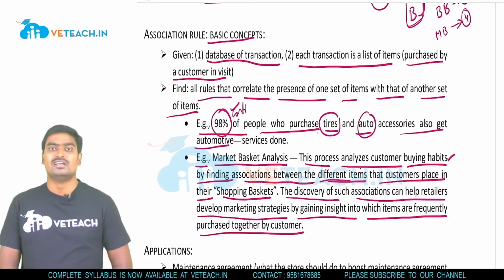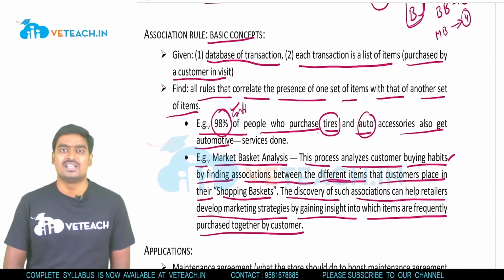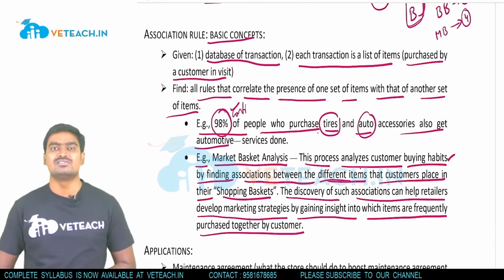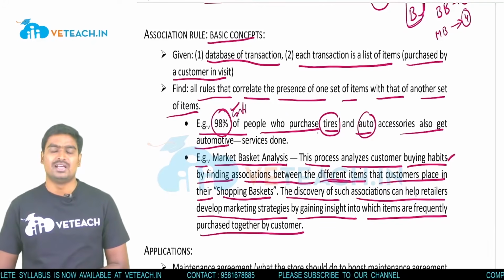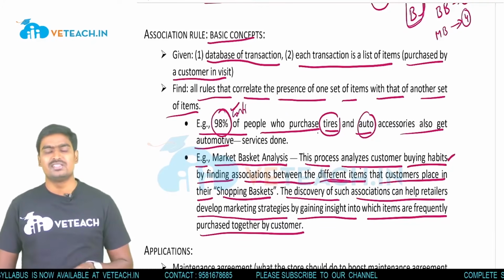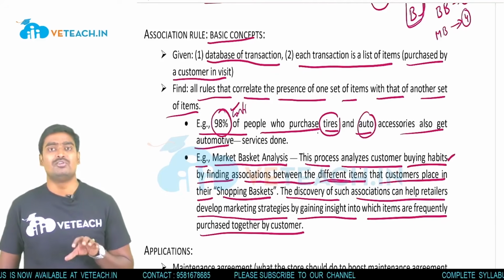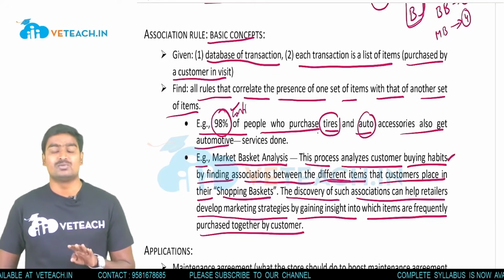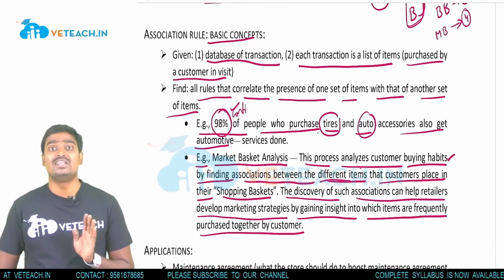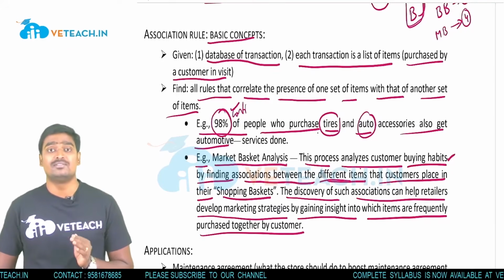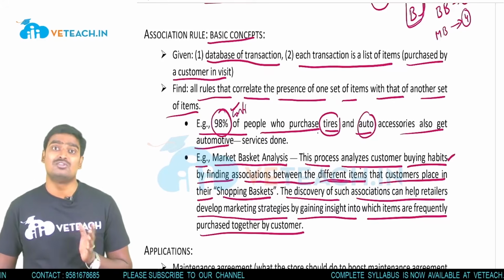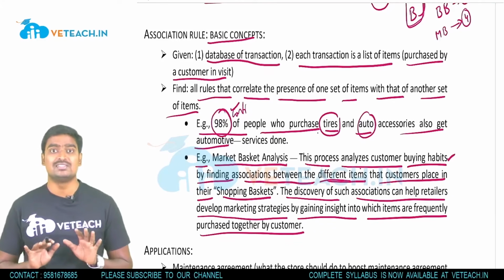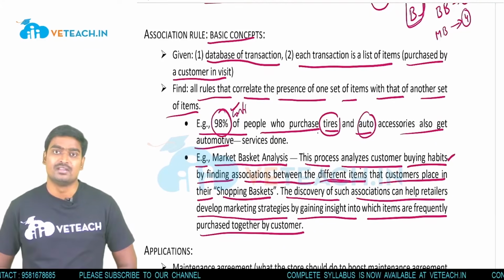I hope you understand this association analysis, and why we are using association analysis in data mining and data warehousing. Using this analysis, we can find out what the customer's interest is, what kind of products they are ready to buy, and what kind of products they are not interested in buying. So we have to analyze using these conditions.